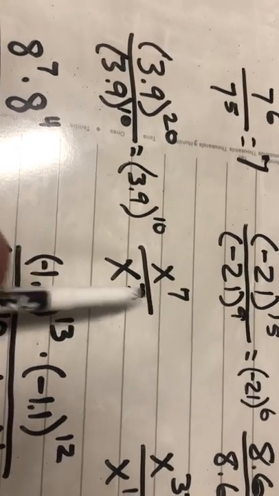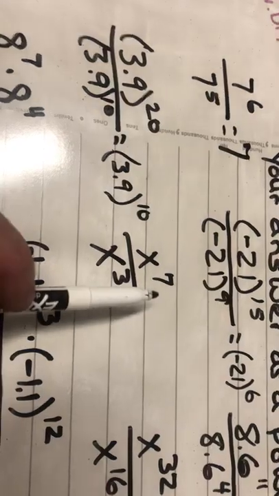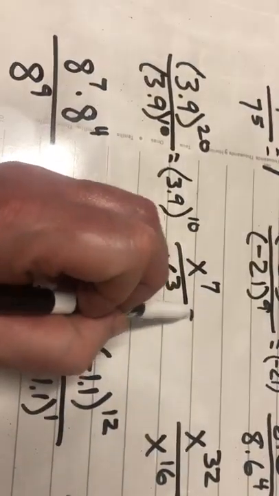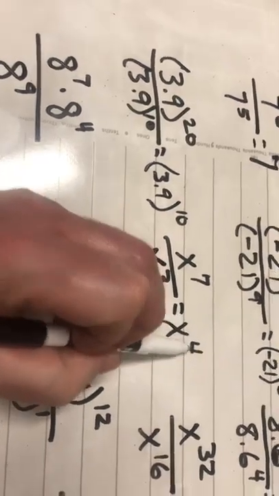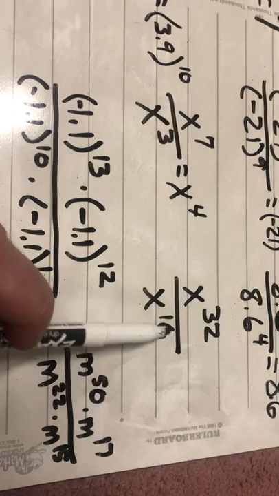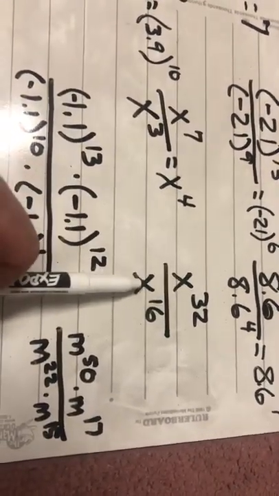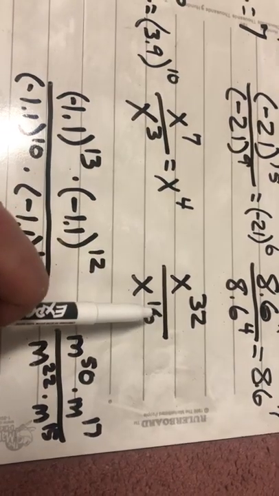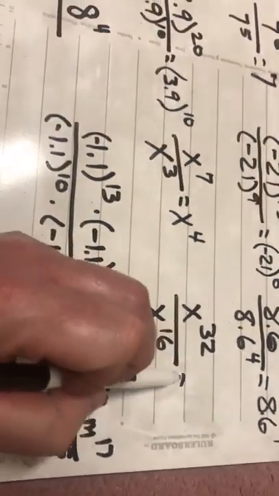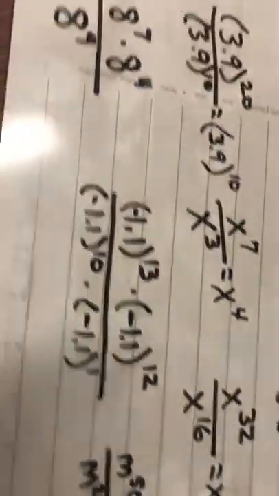x to the power of 7 divided by x to the power of 3. Well, the same base number is x. So all this is going to be is 7 minus 3. Well, 7 minus 3 is 4. So this is going to be x to the power of 4. x to the power of 32 divided by x to the power of 16. Once again, same base number, x. So it's 32 minus 16. Well, 32 minus 16 is 16. So this is x to the power of 16.